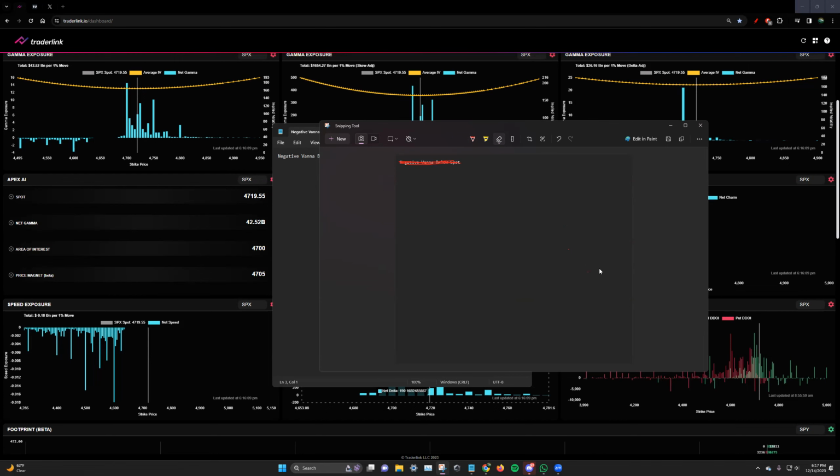IV is the price of the stock? No, IV is the implied volatility of the option. Why can't I get rid of that? Thank you. Okay. So now positive Vanna above spot price, right? So we have positive Vanna above spot price.